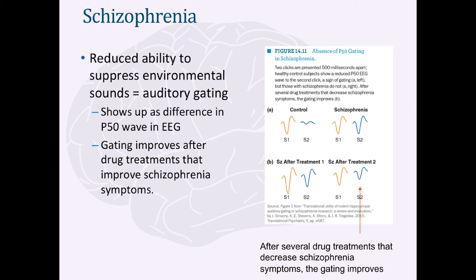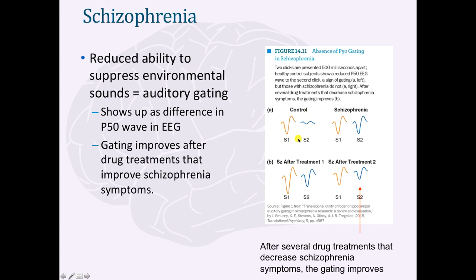Another characteristic of schizophrenia is that there's a reduced ability to suppress the processing of environmental sounds, and this is called auditory gating. And so it's a common phenomenon. If we hear two clicks that are very close together, so two in a single second, so maybe more like this, we tend to have a larger brain reaction to the first click than to the second. And this is what's called a P50. It's happening 50 milliseconds after the presence of that click or that sound.